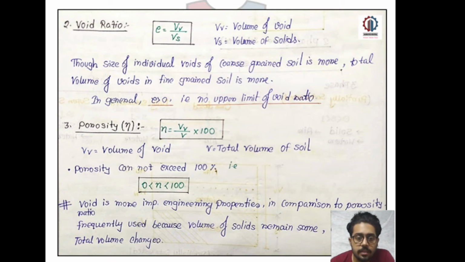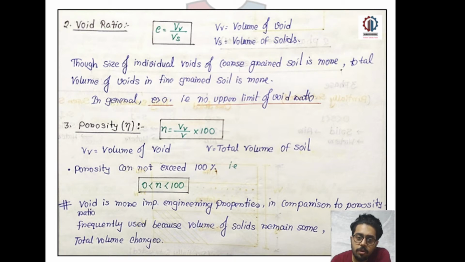Now the next is void ratio. What is void ratio? Void ratio is the ratio of volume of void and the volume of solid. Void ratio is represented by volume of void divided by volume of solid. Now one interesting fact, just try to imagine in this way. Suppose a certain volume of box is present to you. At first you pour coarse grain soil. What are examples of coarse grain soil? Like gravel, or like stone. You pour stone into that container.